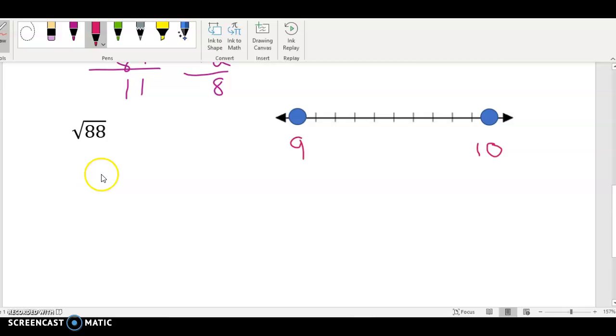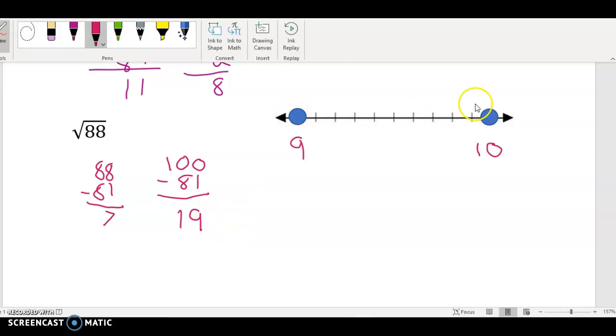So 9 squared is 81. So 88 minus 81, that's going to give us 7. All right, and 10 squared is going to be 100. So 100 minus 81, that's going to give us 19.